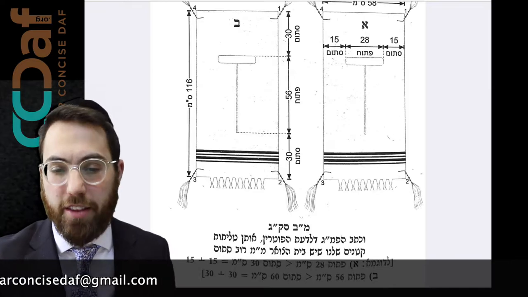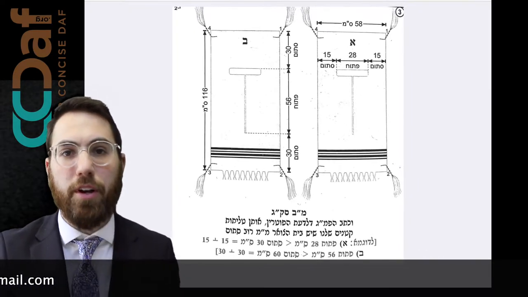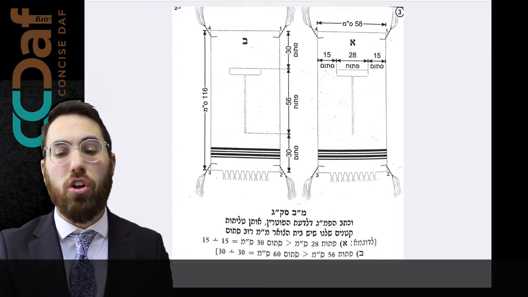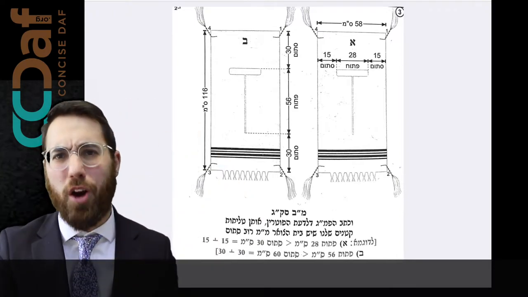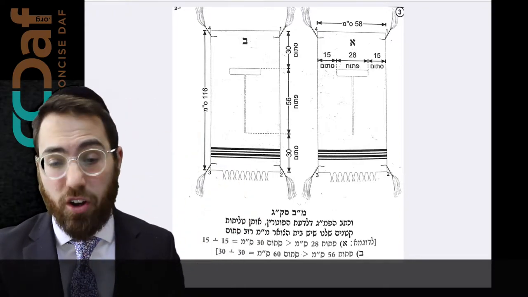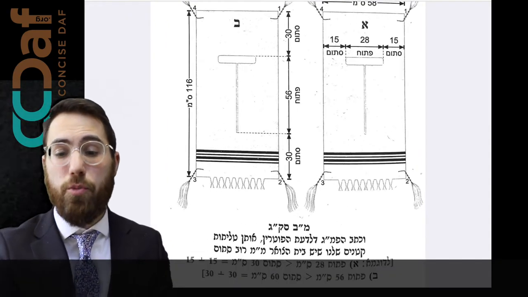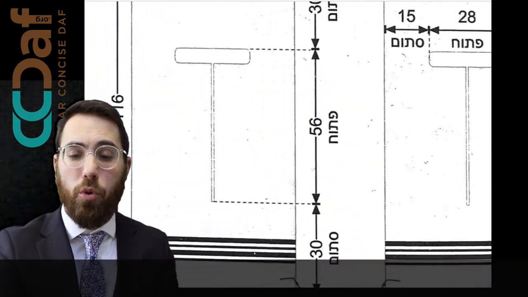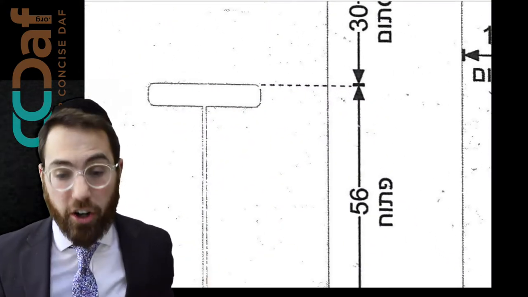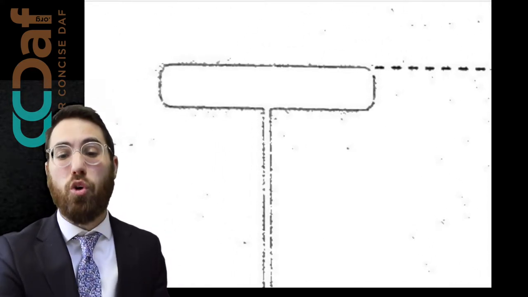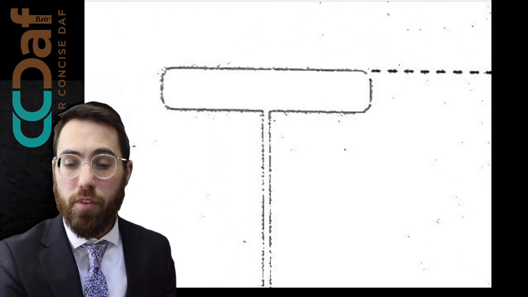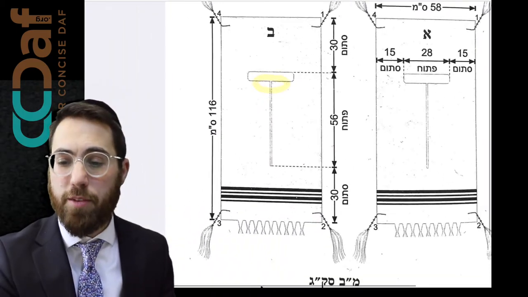Now this is the Pri Megadim that we just saw. Now what does the Pri Megadim say? That if you have a neck hole, and you don't have a round neck hole like some garments have, we call this a V-neck hole. So if you look over here, we'll zoom in for a moment. You see a corner. So why is this not a corner? That is what the Pri Megadim is asking.